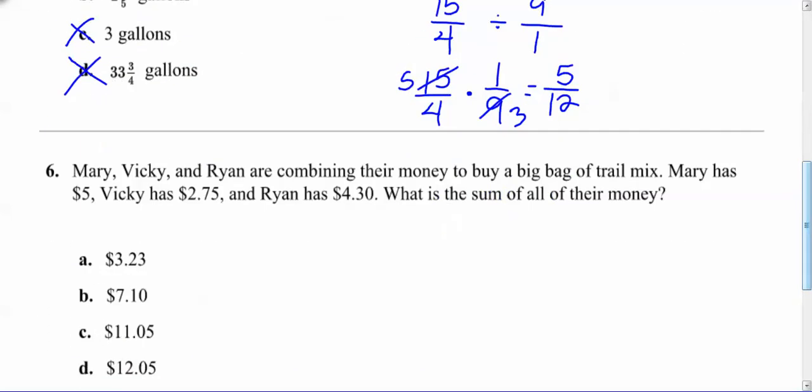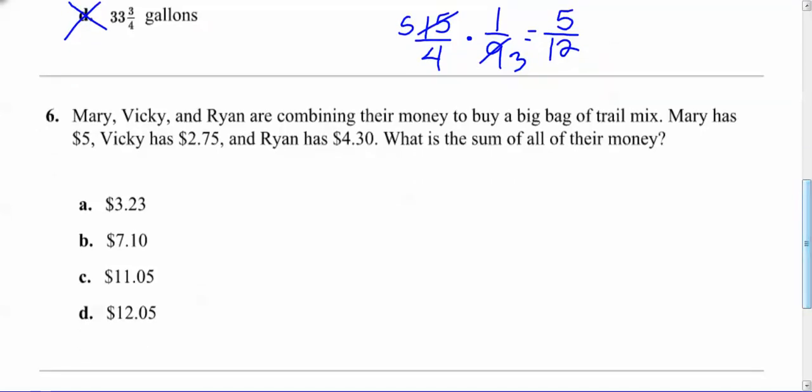Mary, Vicky, and Ryan are combining their money to buy a big bag of trail mix. New York State loves their trail mix. Mary has $5, Vicky has $2.75, and Ryan has $4.30. What is the sum of all their money?